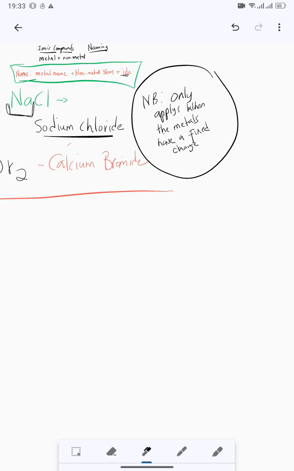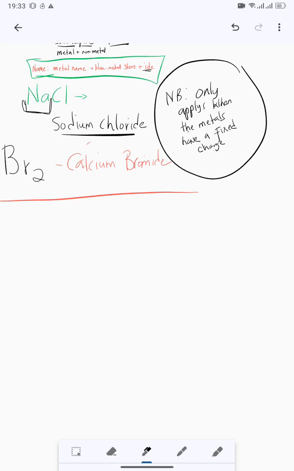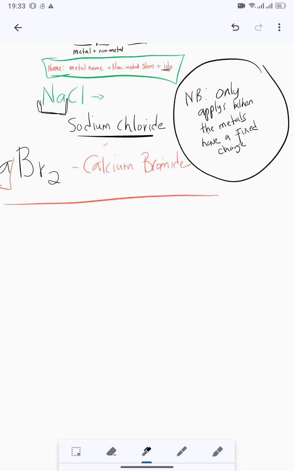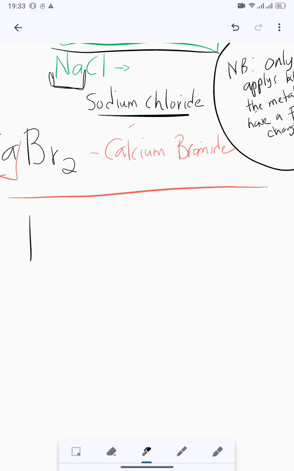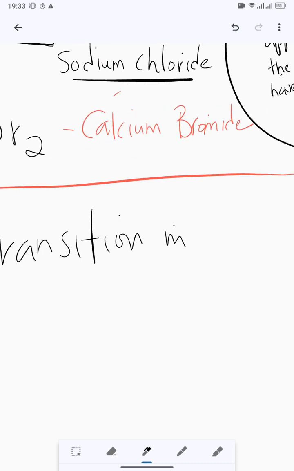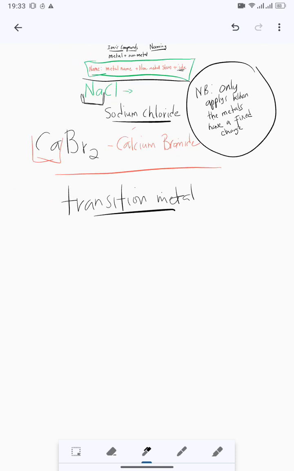If maybe you don't get what I'm saying when I say it only applies when the metals have a fixed charge, just note that if the metal is not a transition metal, this is how to name. But if it's an ionic compound that involves a transition metal, this is the pattern to follow.